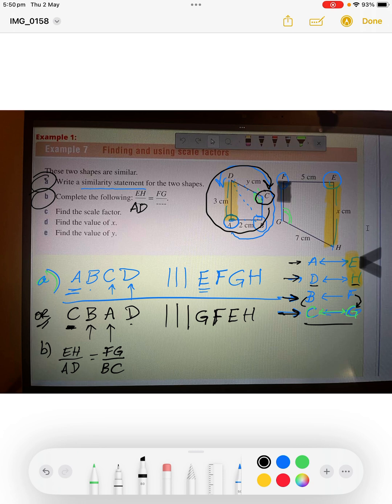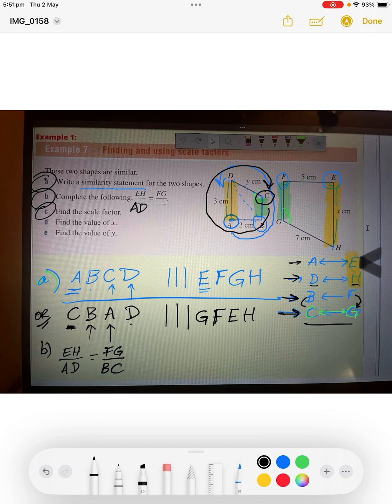FG is over here. Oh, I don't like that colour. Let me change it. Let me change it to green. FG and BC. FG matches with BC. And that's part B. C, oh, again, I don't like that. Let me go to C now.